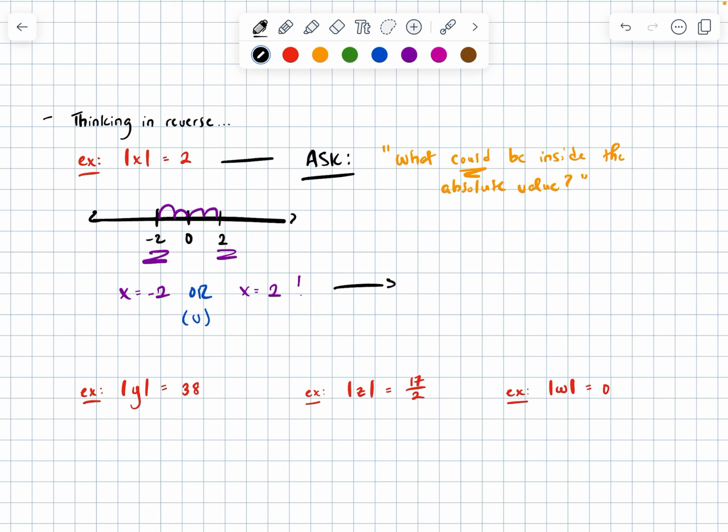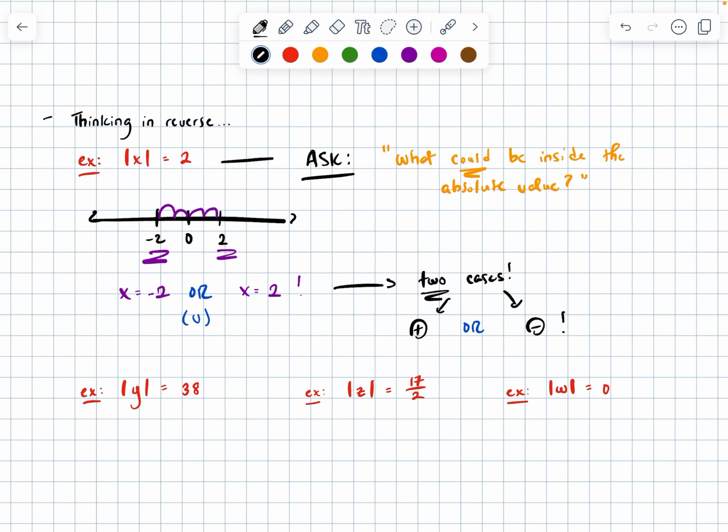So what this hopefully tells us, by visualizing using the number line, is that when I'm finding a number inside of an absolute value, there are 2 cases. I've got 2 options, right? It could be the positive version of the number, or it could be the negative version of the number. Because either way, taking the absolute value of a positive or a negative will still give me a positive output.